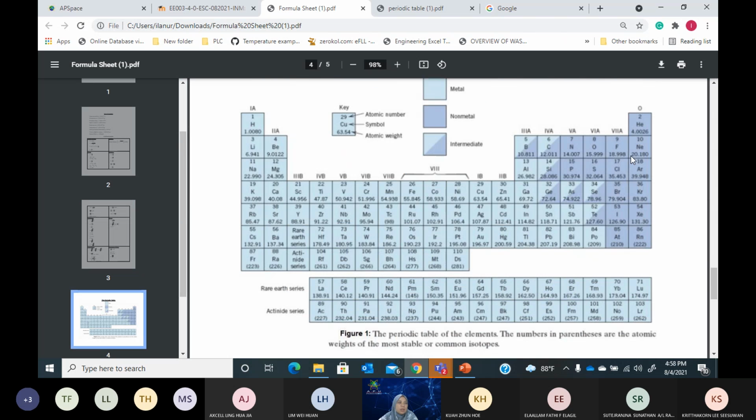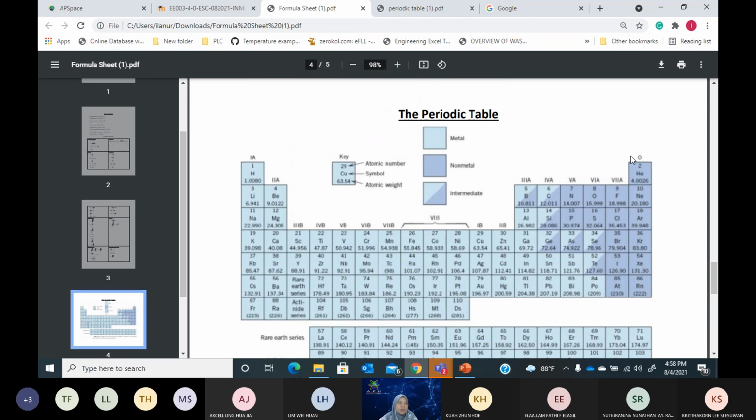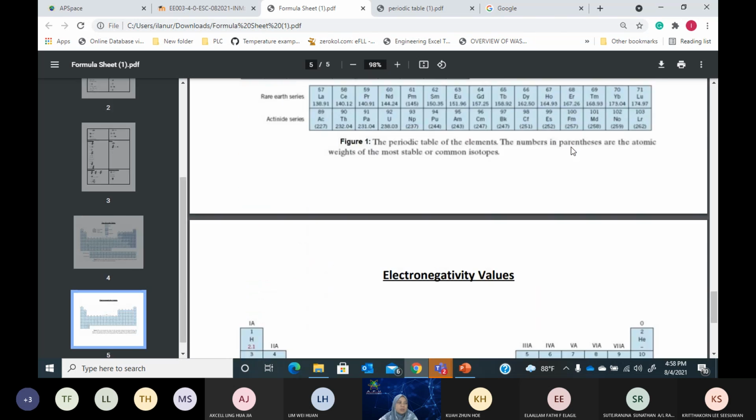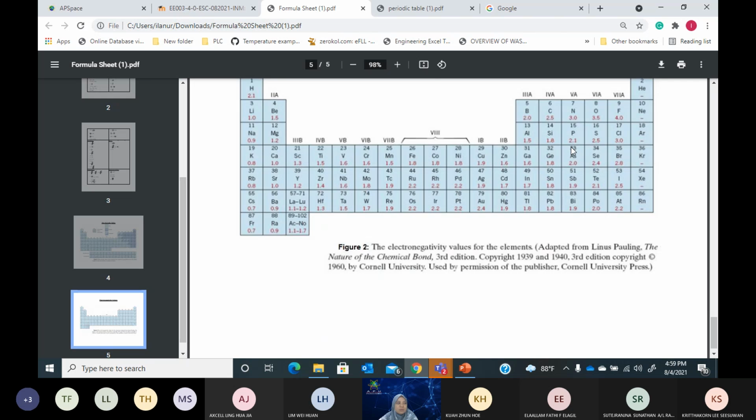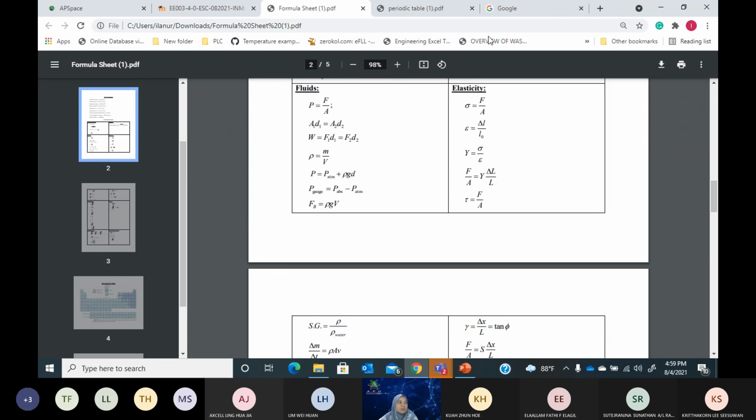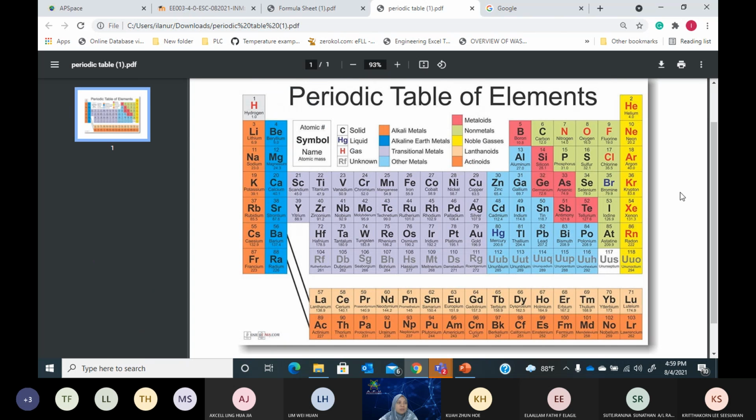Okay. Last page, you have again the periodic table. But I don't like this one, no color. Electronegativity value also has. So, I prefer to use this one because it has color, easy to see, right?